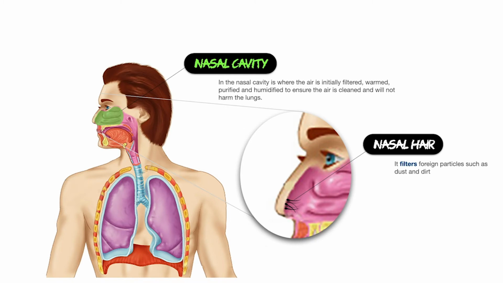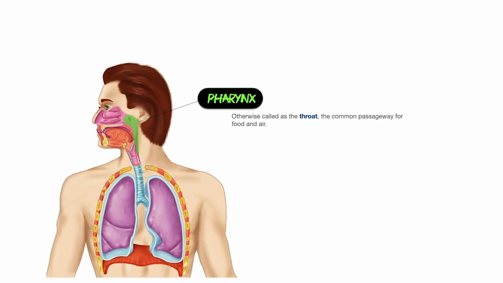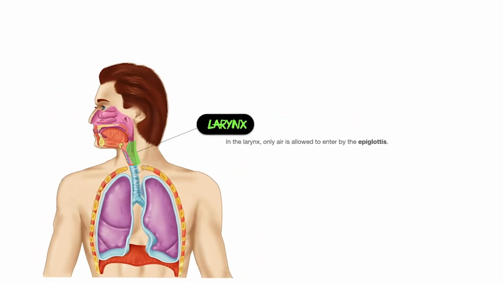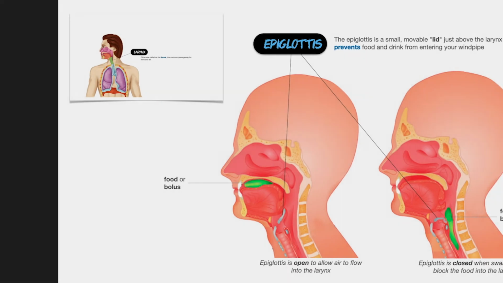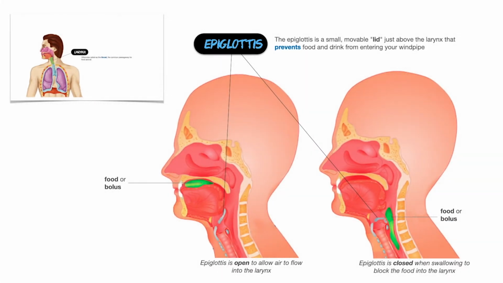Following the nasal cavity, the air enters the pharynx or the throat, which is the common passageway for food and air. Following the pharynx, the air enters the larynx, where only air is allowed to enter by the epiglottis. The epiglottis is a small movable lid just above the larynx that prevents food and drink from entering your windpipe. When you talk or when you eat or drink, the epiglottis closes, blocking the food or drinks from flowing into the windpipe.